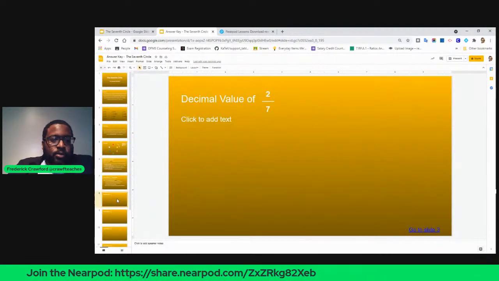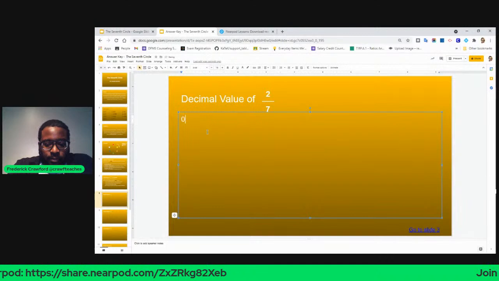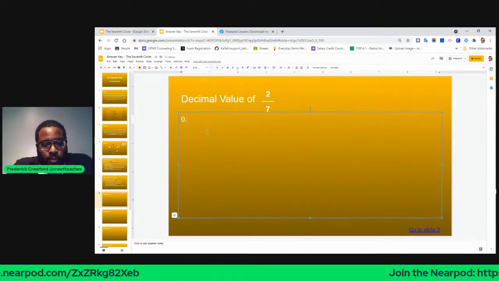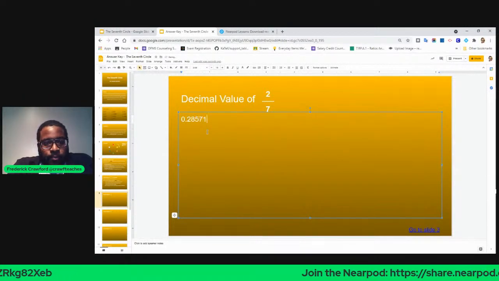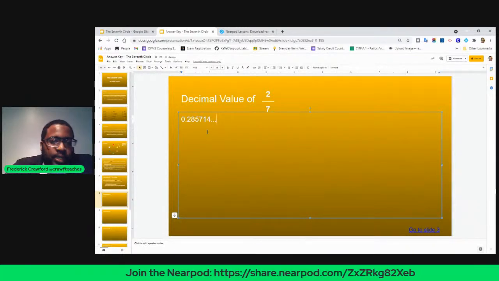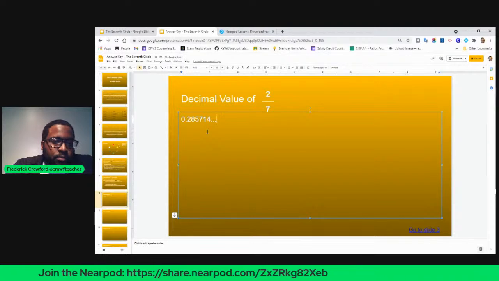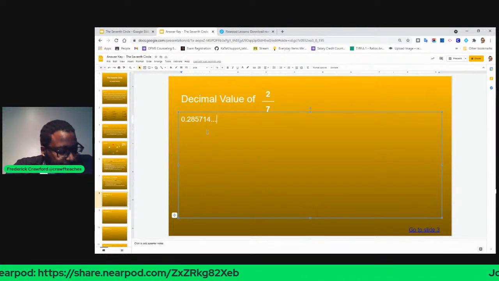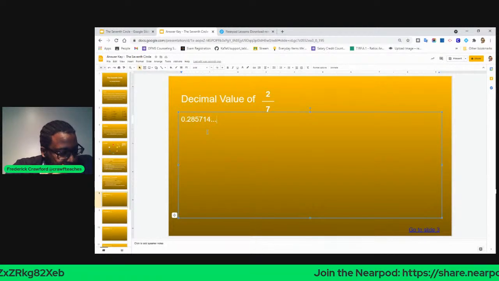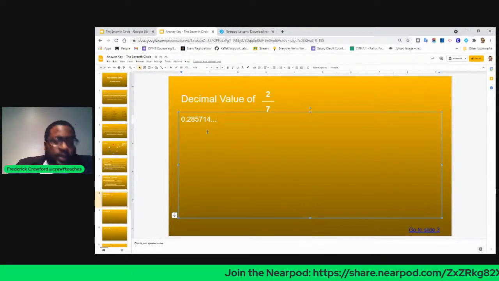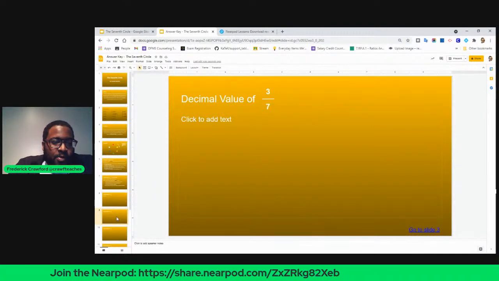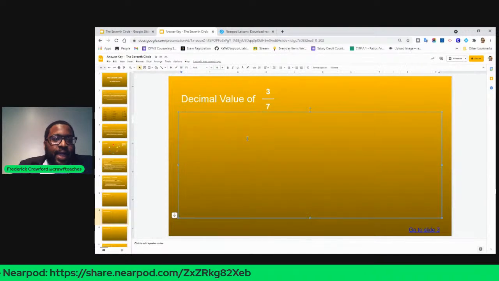Now I'm on step 2 where I'm going to write this 0 point, dot, dot, dot. That's all I have to do. That's it. So, who thinks they have the value of 3 sevens?